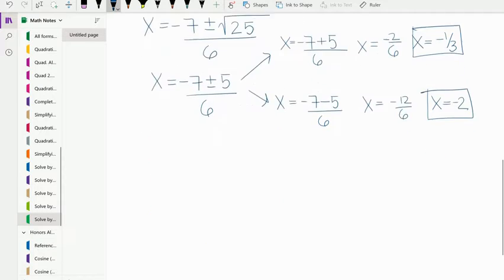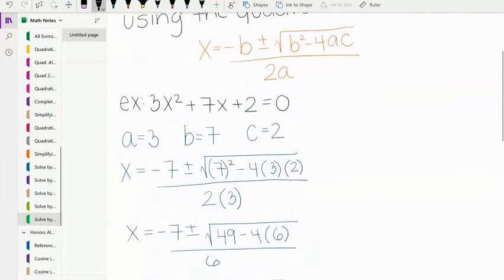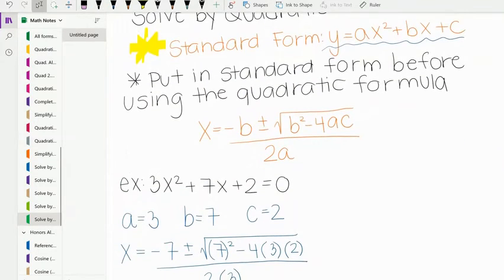Okay, let's go ahead and try another one. I know it's a long process, but as long as you check your work as you go, it's not too hard. It's just tedious. So the next problem, we have 2x squared plus 7 equals 8x. So the reason, when I go back to the top of these notes, I said put in standard form before using the quadratic formula.